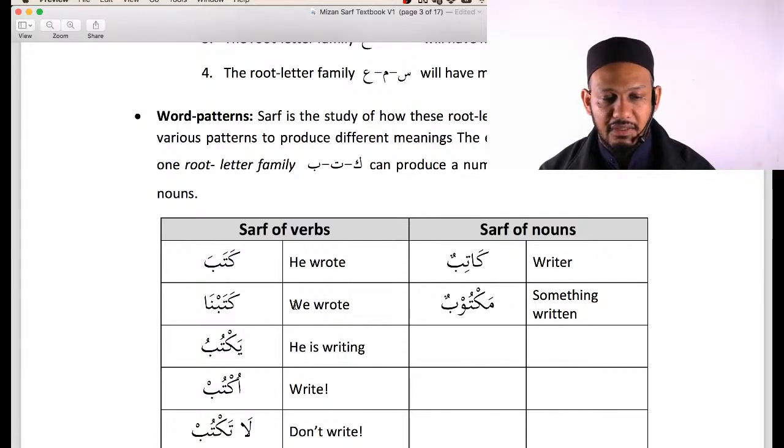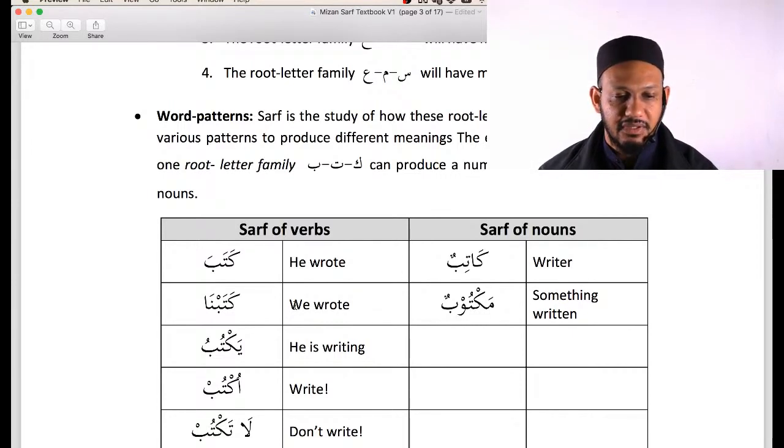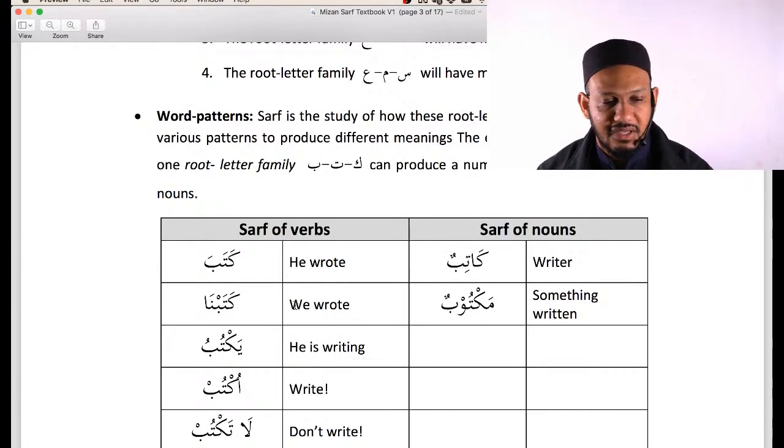And then katibun. Katibun means a writer. Katibun is an ism. It has a tanween. It means a writer. If I put nasara, then it becomes nasirun. Nasirun means what? A helper. Fatihun means what? An opener. Sami'un means what? A listener. So that's the meaning. And then maktubun.